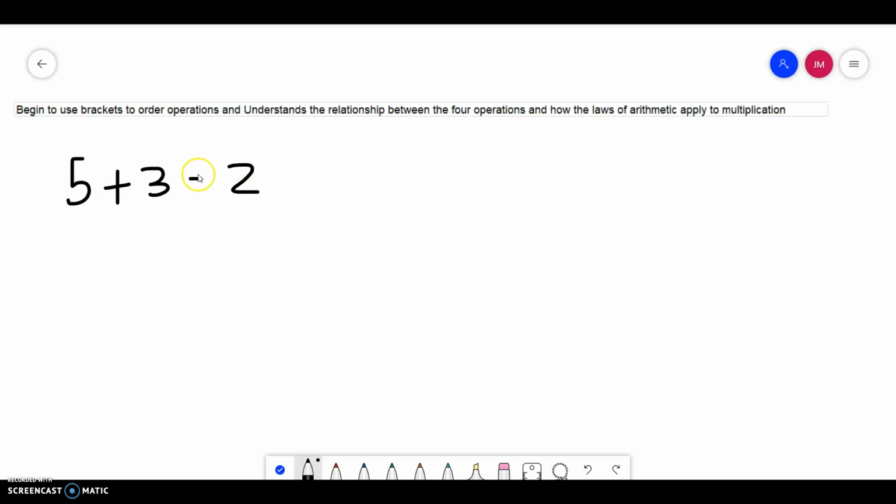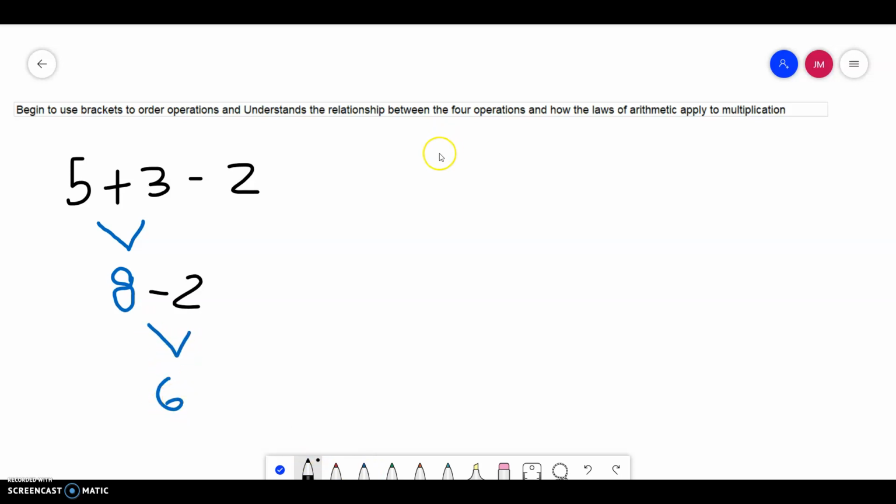Which one should I do first? 5 plus 3 or 3 minus 2? Many students right away will say 5 plus 3 because they're very used to doing whatever comes first as the beginning of the problem. And that's true for addition and subtraction. And then I would do 8 minus 2. My answer would be 6.